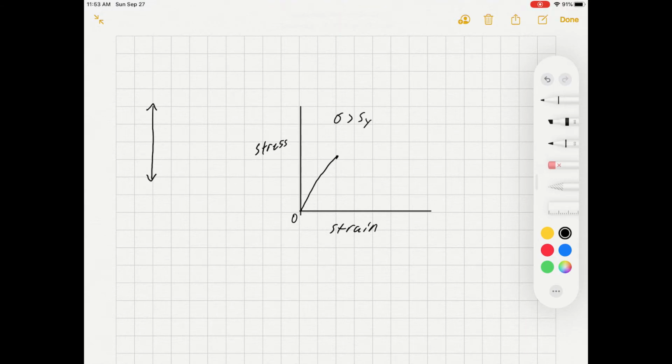But if you continue to stretch it past that point, then the stress will now become greater than the ultimate strength, right? Which is SU, and it will break, right?